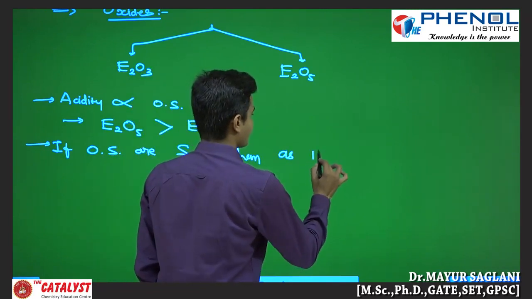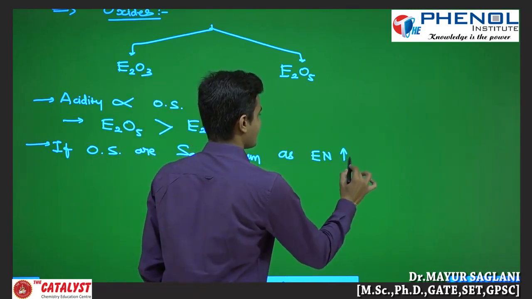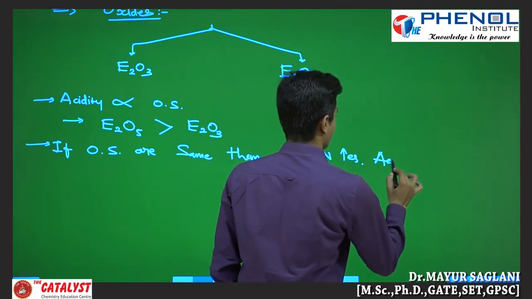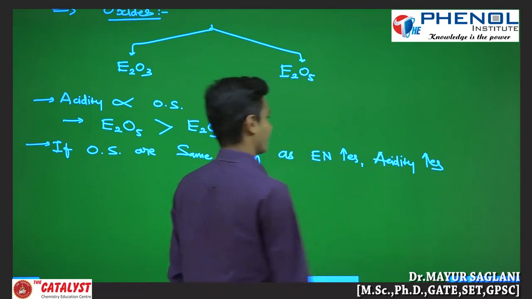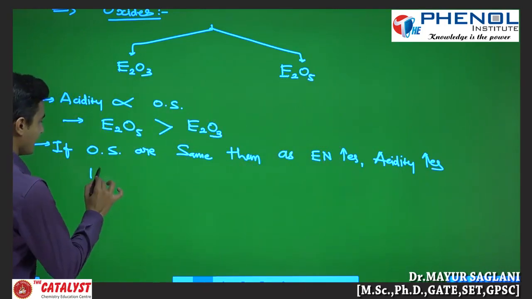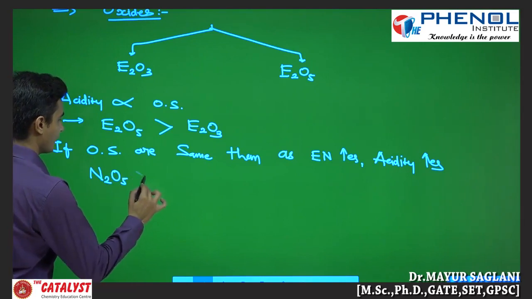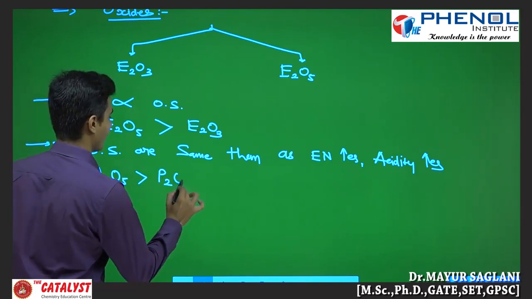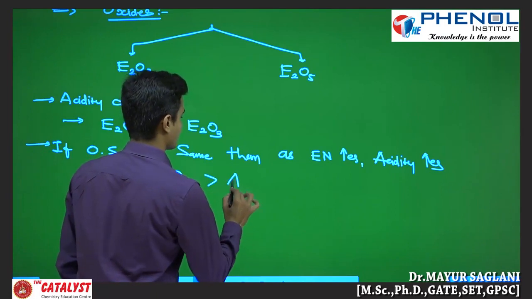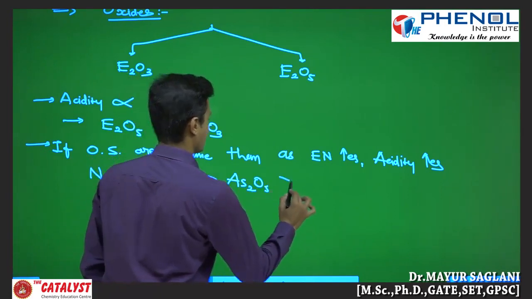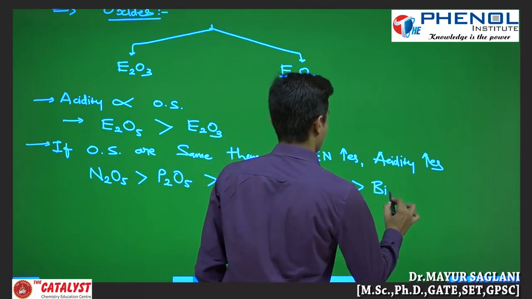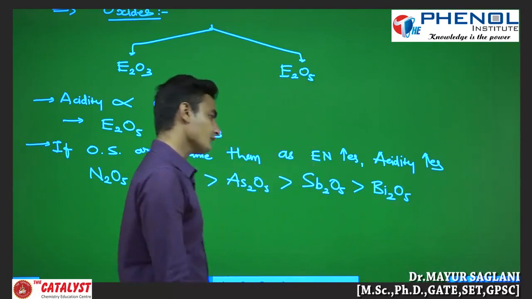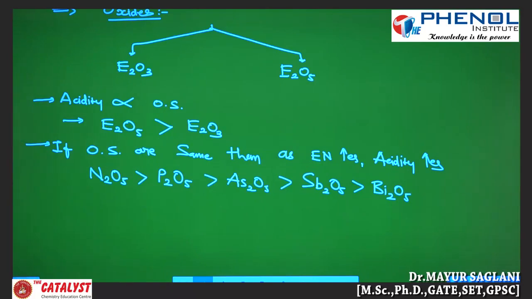as electronegativity increases, acidity increases. Okay, fine. So for example, N2O5 is more acidic than P2O5, then As2O5, then Sb2O5, and then Bi2O5. So these are the oxides for the 15th group family.